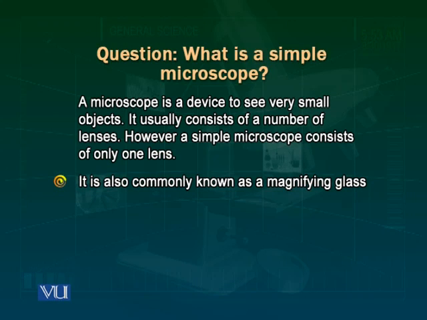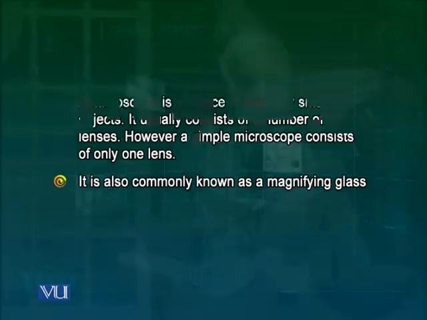A magnifying glass, a type of glass like this, is used to make things bigger, and we can say it can be used as a microscope. It is a simple microscope, and it is commonly known as a magnifying glass.